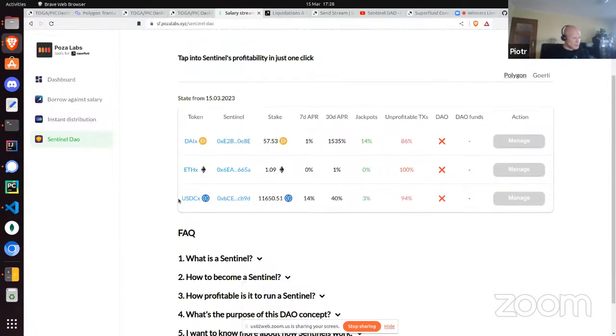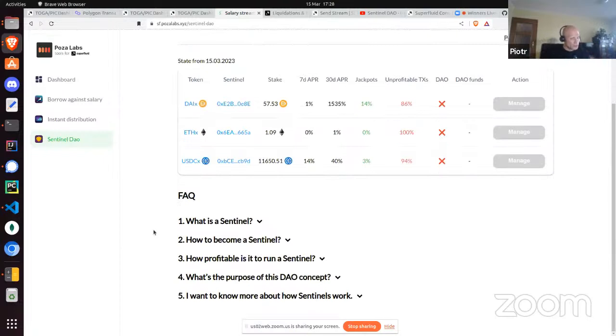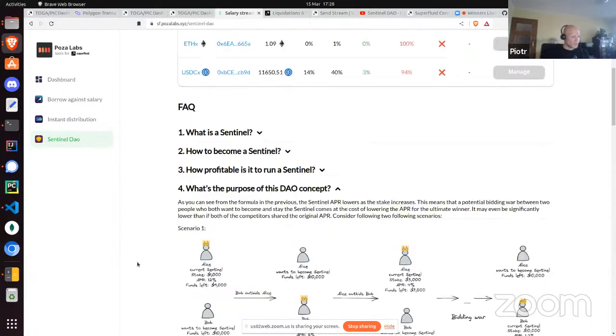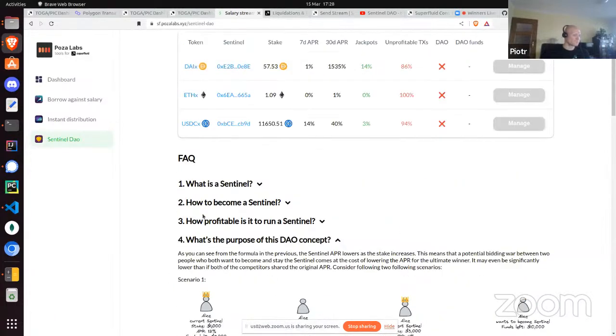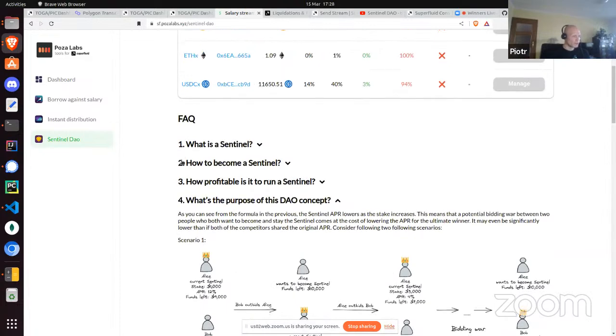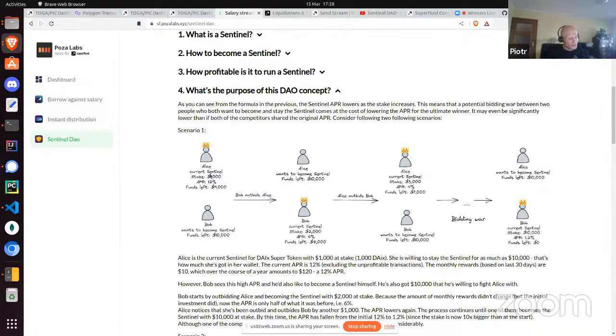So that's what a Sentinel is, and that's what it does. But there are some problems with it, or some missed opportunities, so to say. The very obvious one is, let's say you have 2 people, Alice and Bob. Both of them have $10,000 that they can potentially invest to become a Sentinel, and they start to outbid each other. First Alice is the Sentinel and Bob wants to become it. Then Bob outbids Alice and he is the Sentinel, and Alice wants to become the Sentinel. So they outbid each other in some sort of bidding war. And at the end, only one of them can potentially be the Sentinel.